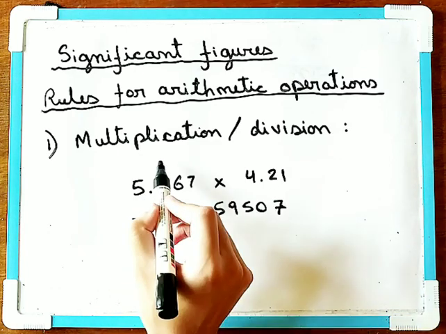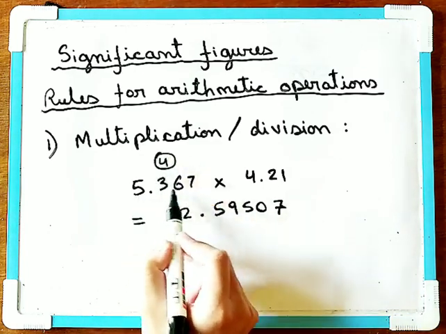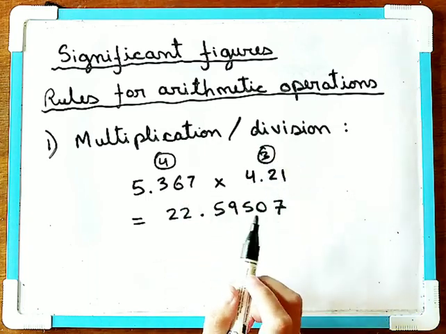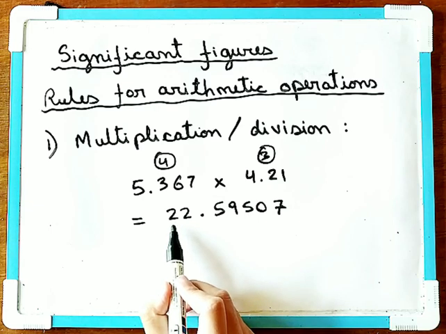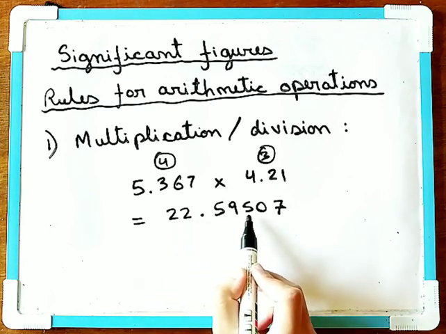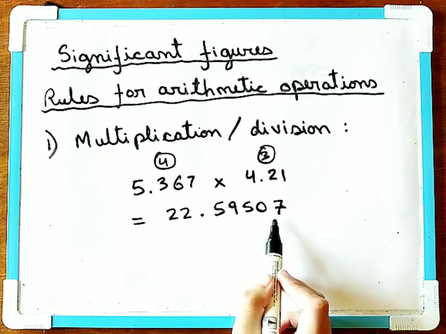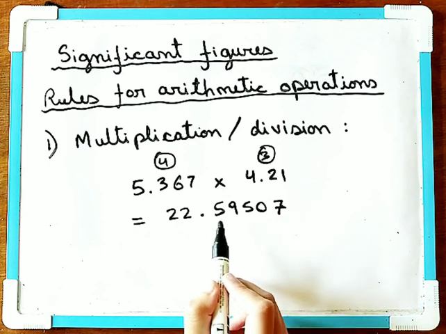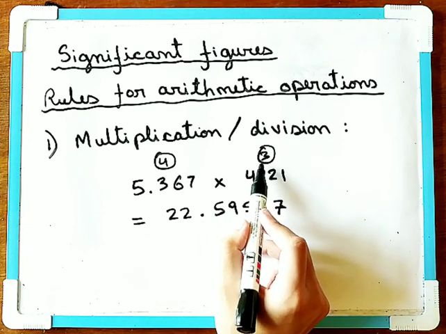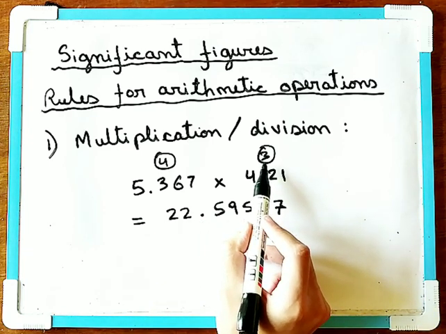Here it has 4 significant figures, 1, 2, 3, 4. Here we have 3 significant figures, 1, 2, 3. So the result also should have 3 significant figures, but here you can see we have 1, 2, 3, 4, 5, 6, 7. So what we'll have to do is round it off. We'll have to round this off to 3 significant figures, which is the least number of significant figures.